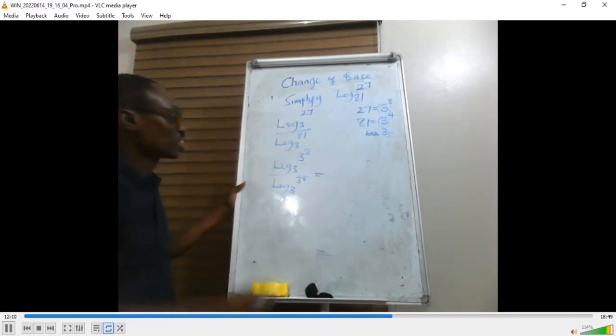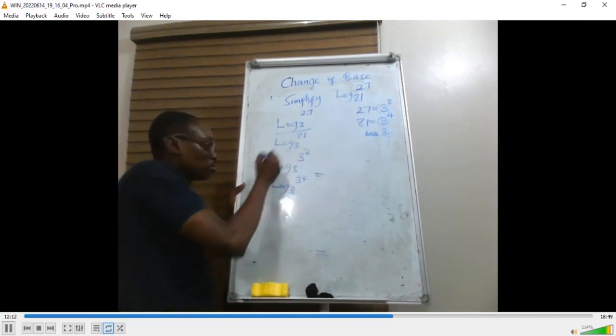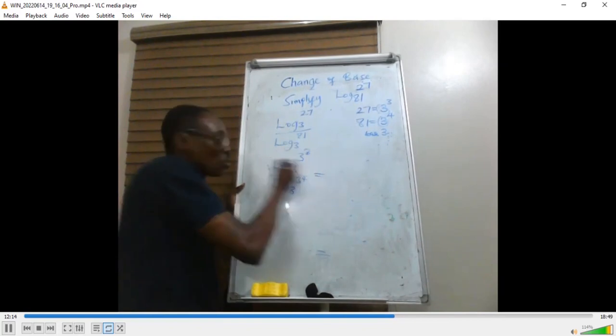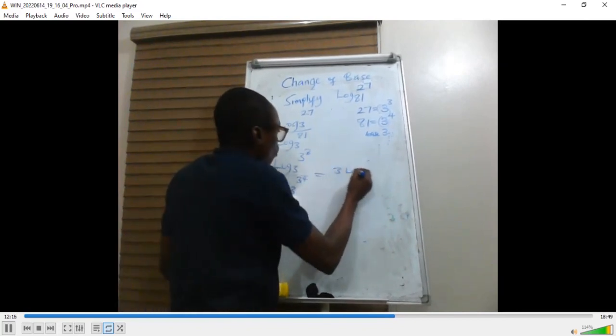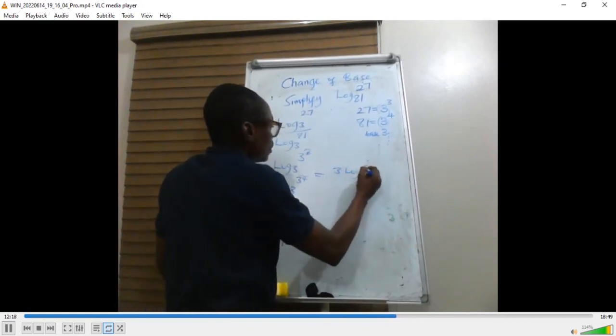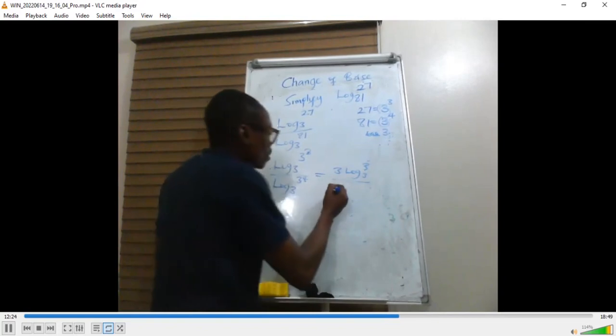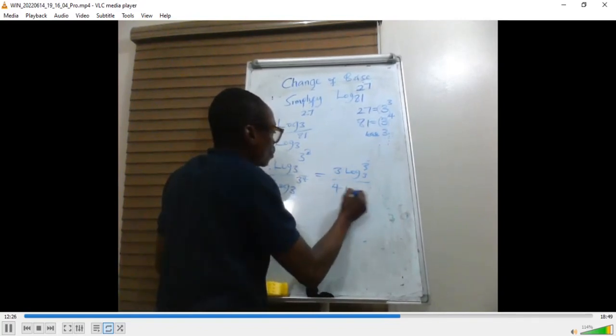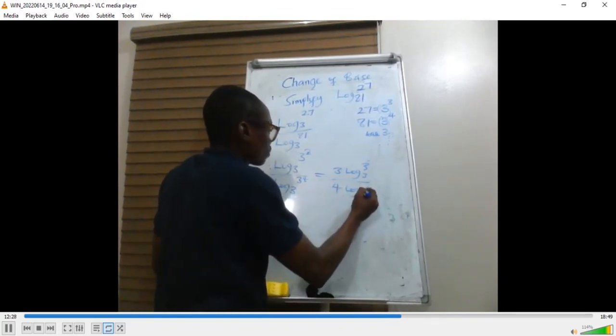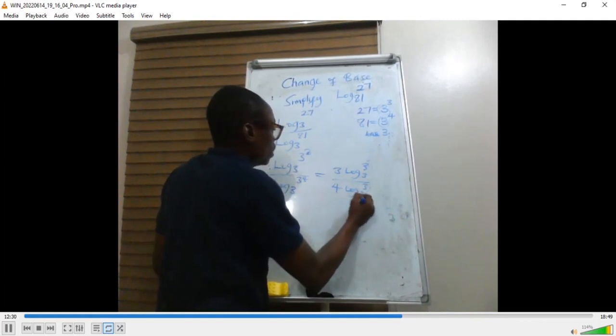So at the end of the day, take the index behind the log. 3 is going to go behind the log, you have 3 log 3 base 3. Then 4 is going to go behind the log as well, so you're going to have 4 log 3 base 3.